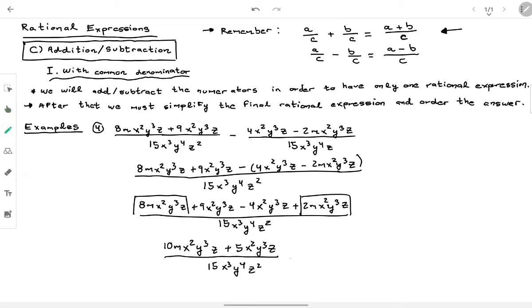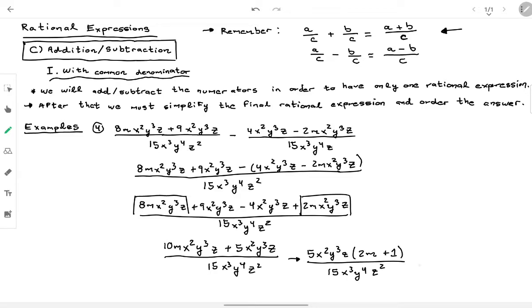We need to take out a common factor, because remember, to be eliminated we must have common factors. So on the top part, the common factor is going to be 5x squared y to the third c. So we will open up a parenthesis. To become the first one, we need 2m. To become the second one, we need only plus 1. All of it divided by 15x cubed y to the 4 c squared.